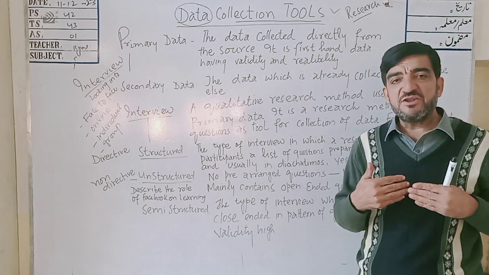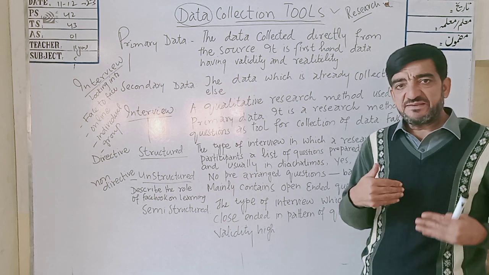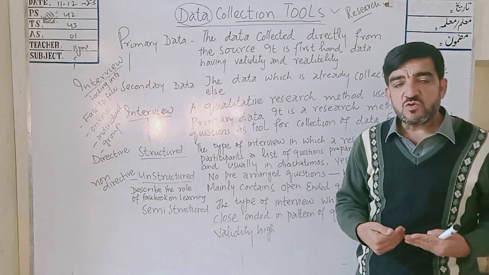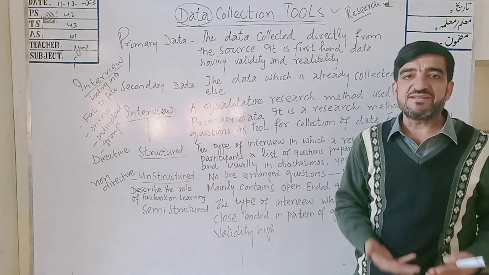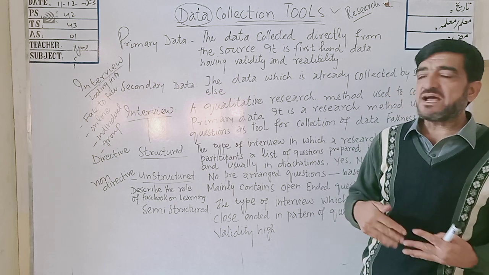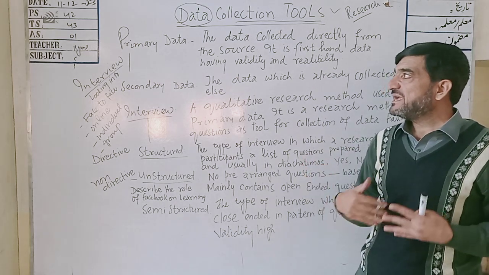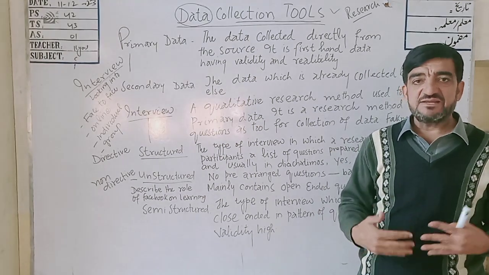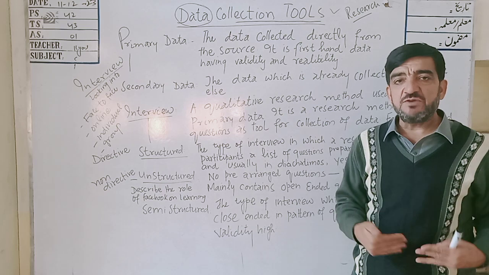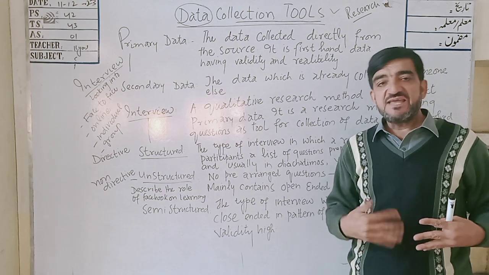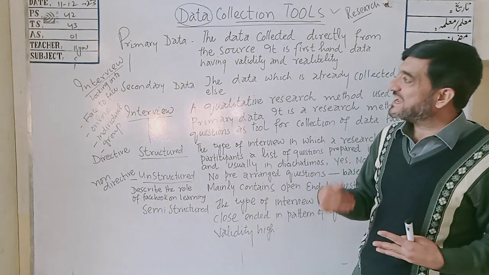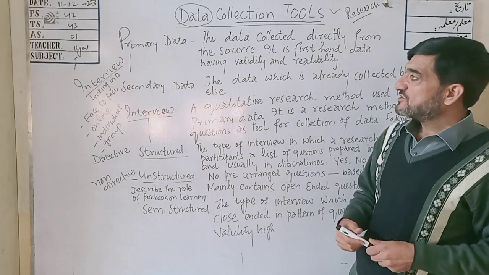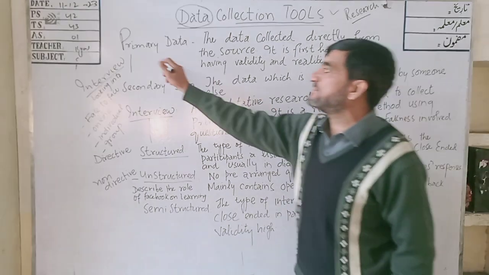Data may be in numerical form. If it is numerical, it is known as quantitative data. But sometimes the data may be in the form of words. When the data is collected in the form of words, views, and ideas, it is called qualitative data. So there are two major types of data.